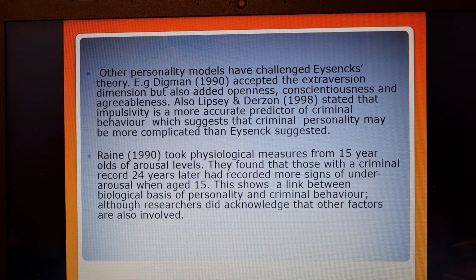Raine et al. also carried out other research. In 1990, they took physiological, so biological, measurements of arousal levels from 15-year-olds. They found that those with criminal records 24 years later, so obviously a longitudinal study, had recorded more signs of under-arousal when they were aged 15. So this really shows that there is a link between the biological basis of personality and criminal behaviour. Although in this study, Raine did acknowledge that other factors could have been involved and it's not just down to arousal level measurements.